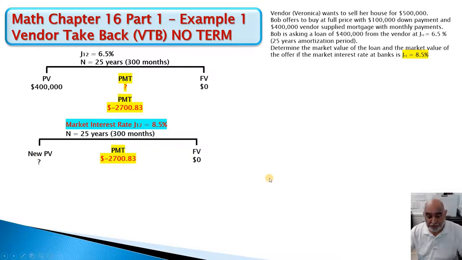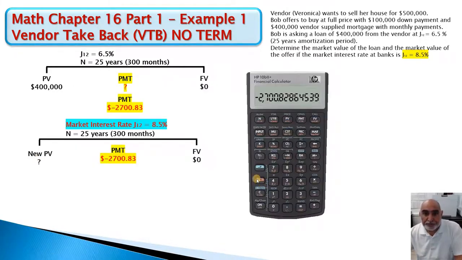Let me bring in the calculator now and clear all. Okay, so we clear all. There we go. So first thing is interest rate, the market interest rate, J12, 8.5. Conversion not needed. N, 300. Good. This has been dealt with. PV, we're looking for payment. Payment is from this diagram. There, $2,700.83. Negative payment. Good. And FV is 0.